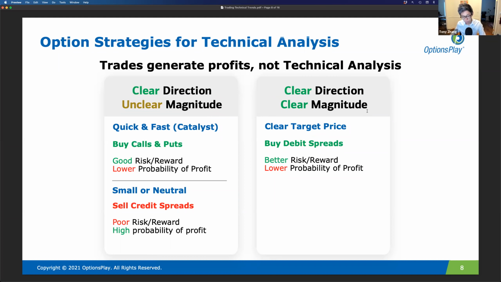So let's first talk about strategies where you have a clear sense for direction, but you don't really have a clear sense for magnitude. This falls into two categories. Either you think the stock is going to make a quick and fast move, or you think it's going to be more of a slow or neutral move. Typically, quick and fast means there's a catalyst, meaning there's an earnings report coming up. There's some kind of event that you think could drive the stock to move fairly quickly, or maybe you see a lot of volume on a particular move and you think this thing can move fairly quickly. Then you just want to buy a call or a put. That's the easiest way to take a directional view when you're not exactly sure how far the stock can move.